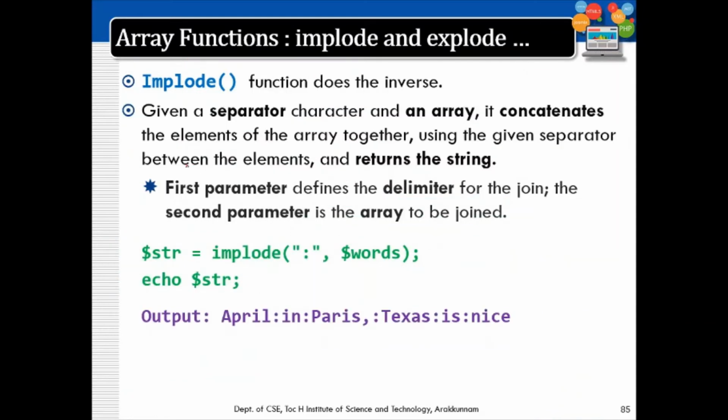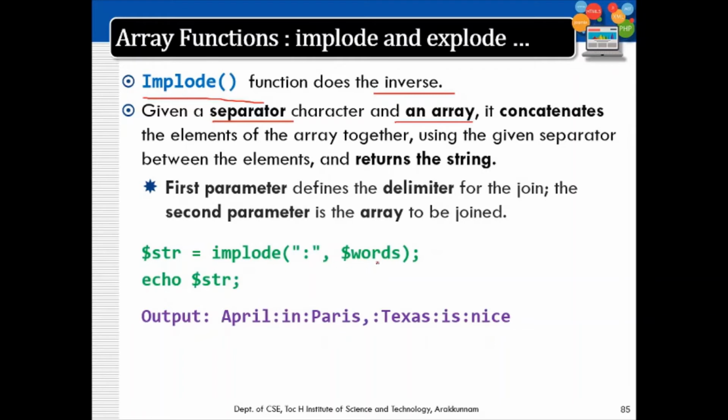Now the implode function, of course, does the reverse of what is done by explode. If we give a separator character and an array, it will make the array back into a string with the given separator. Suppose I have an array, and if I want to make it a string, I can use the implode function.